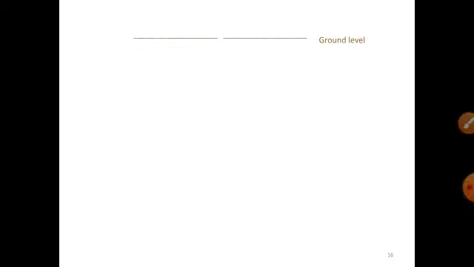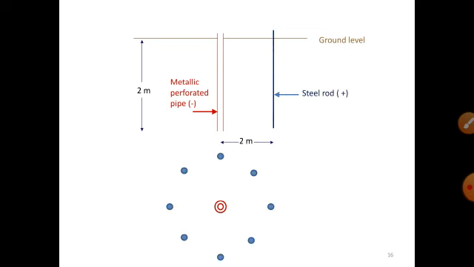Here, ground level is shown. Here, metallic perforated pipe up to depth 2 meter is penetrated into the ground. In top view, we can see the hollow pipe. A steel rod is penetrated and many steel rods are shown in top view around the pipe at equal radius.